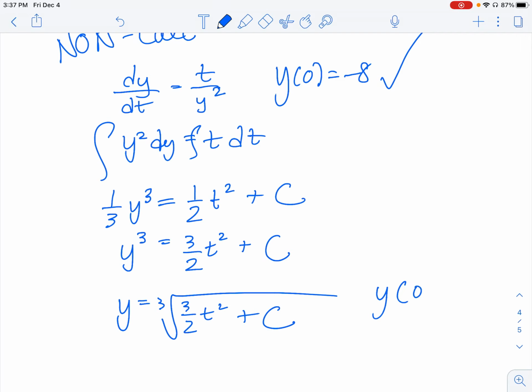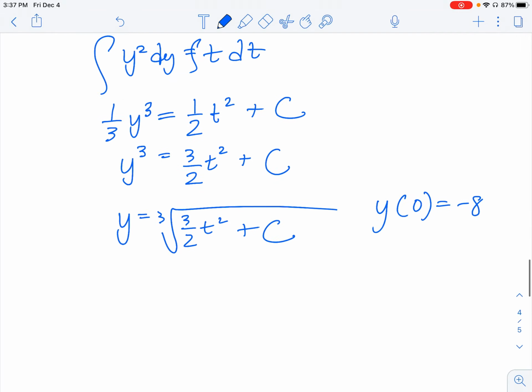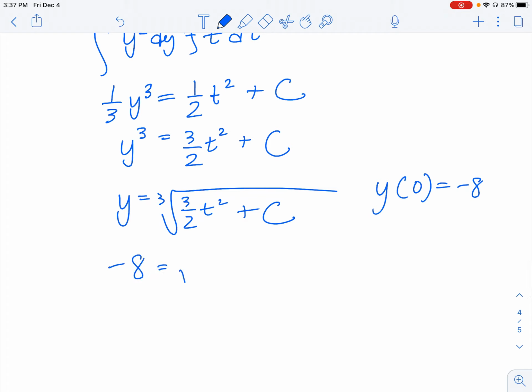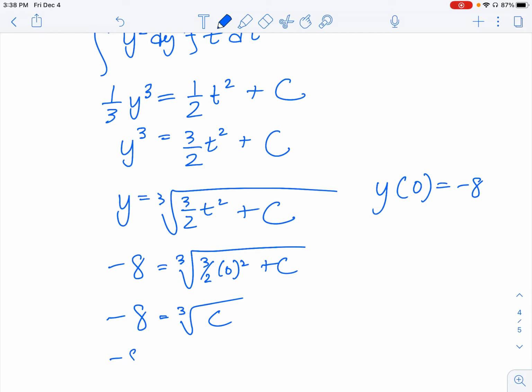But now I have y of 0 equals -8. So I know this is going to be -8 is equal to the cube root of 3/2 times 0 squared plus c. Okay, so -8 is equal to the cube root of 0 plus c. So I'm going to cube both sides, and I get that -8 to the 3rd power is going to be my constant. Okay, well, -8 cubed is going to be -512. So y equals the cube root of 3/2 t squared minus 512.